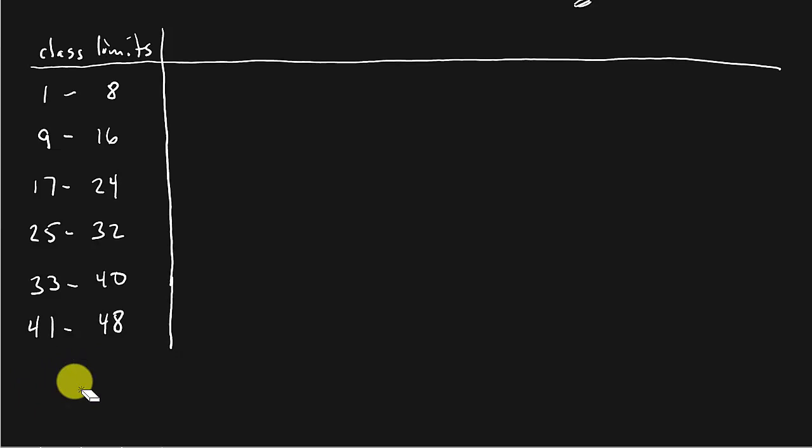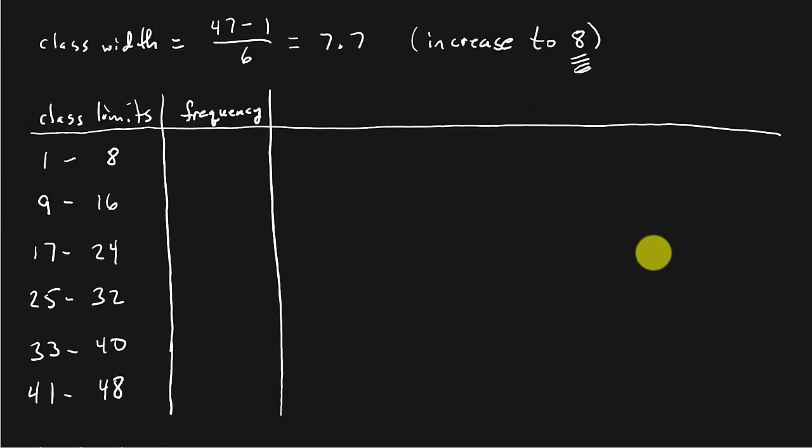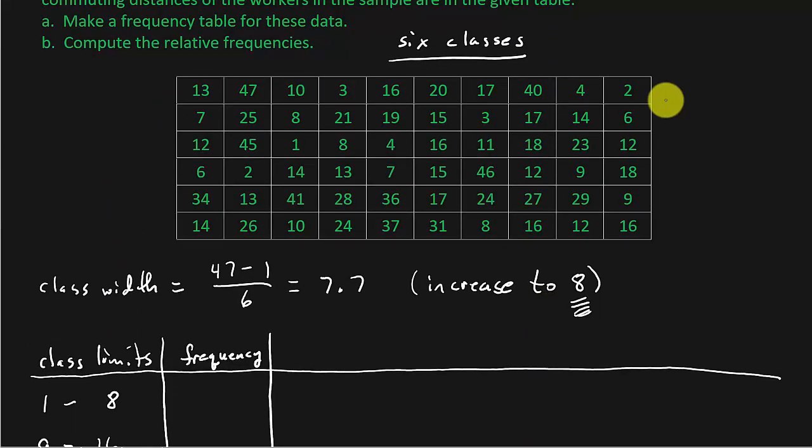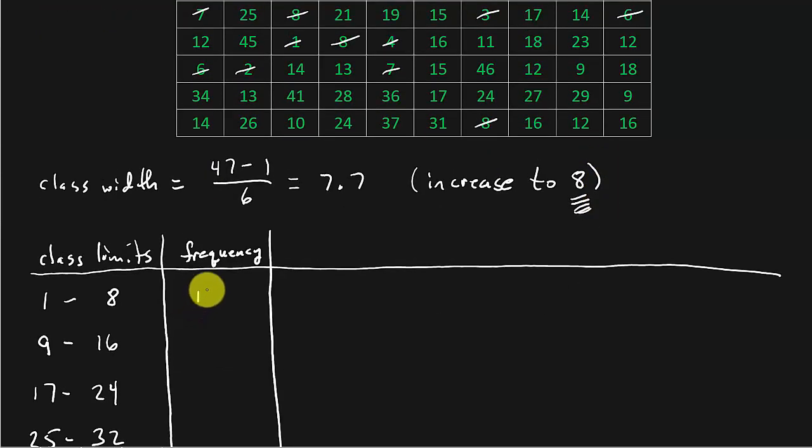That's your intervals. So now we need to get a frequency column. We're going to do our column for our frequencies. Now, how do we do that? Well, let's look at the first one, 1 to 8. How many numbers fall between 1 and 8? 1 and 8 are included. So you just have to come up here through the data and count them. So all the numbers between 1 and 8: 1, 2, 3, 4, 5, 6, 7, 8, 9, 10, 11, 12, 13, 14. So there's 14 numbers between 1 and 8. So this would be 14.